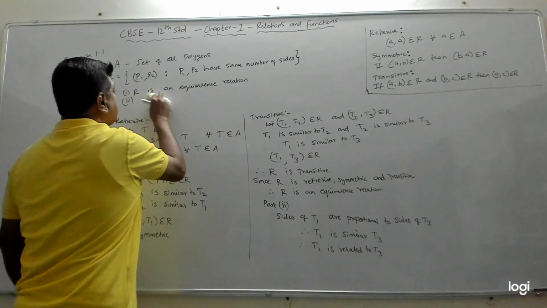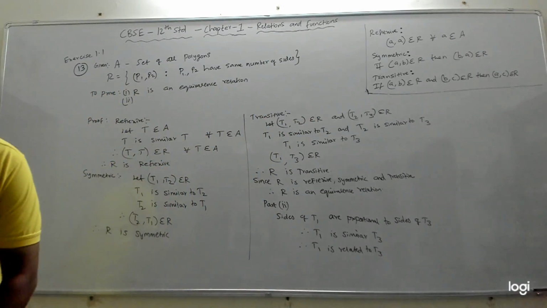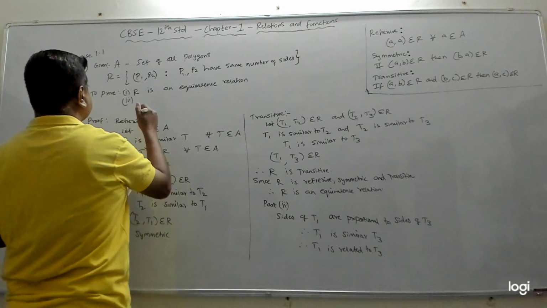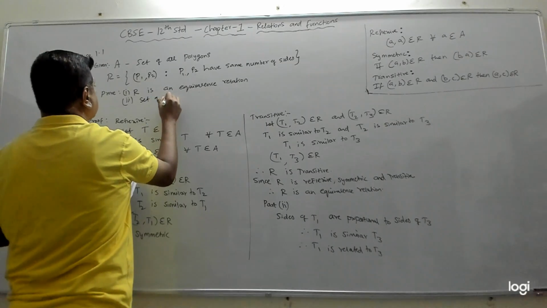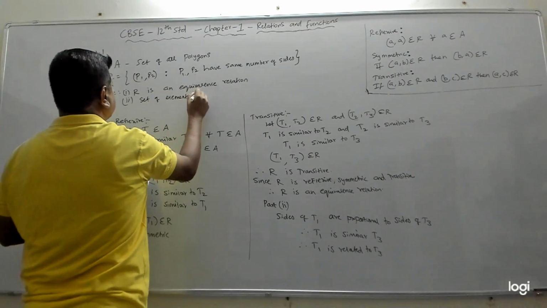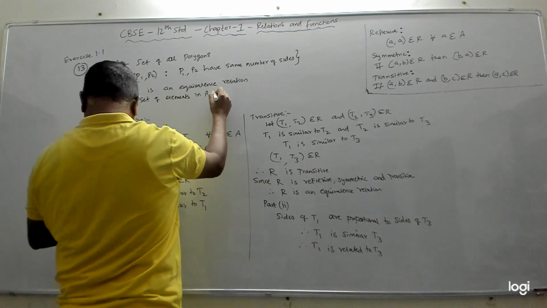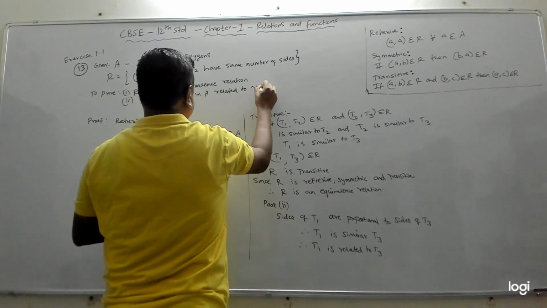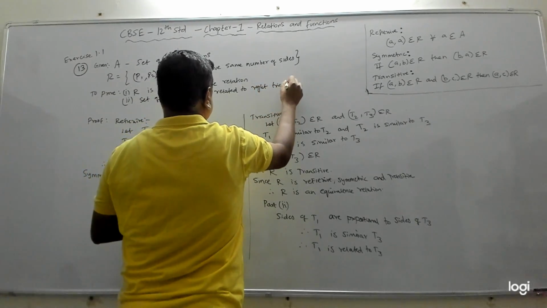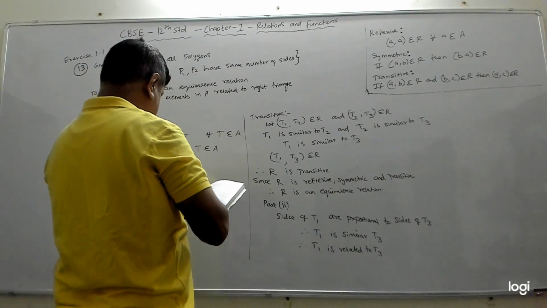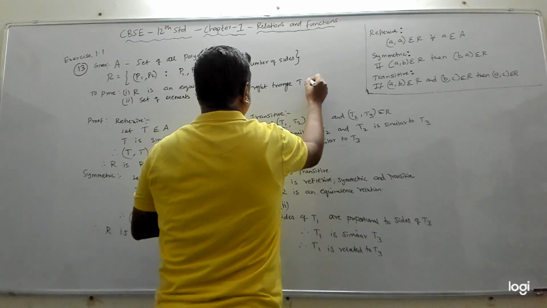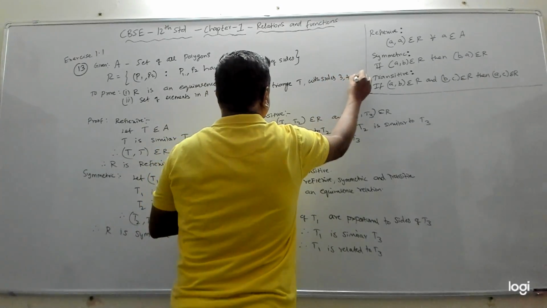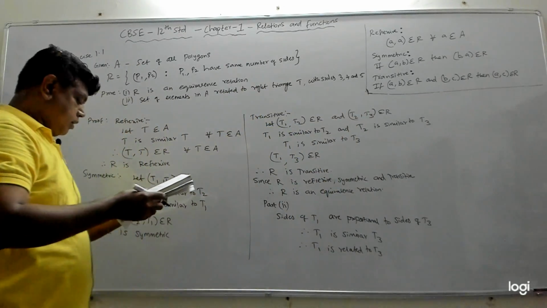We should find all elements. Second part is: what is the set of elements in A related to the right triangle T with sides 3, 4 and 5? So these are the sides of the triangle.